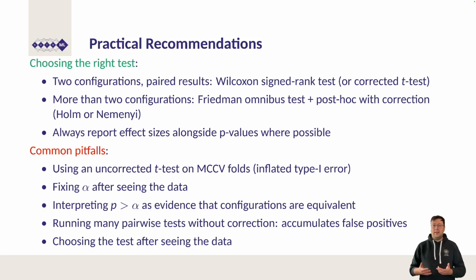Interpreting p larger than alpha as proof of equivalence is a logical error. It is simply the absence of evidence for a difference. Running many pairwise tests without correction accumulates false positives rapidly, and choosing the test after seeing the data is a form of researcher degree of freedom that undermines the validity of the entire analysis.